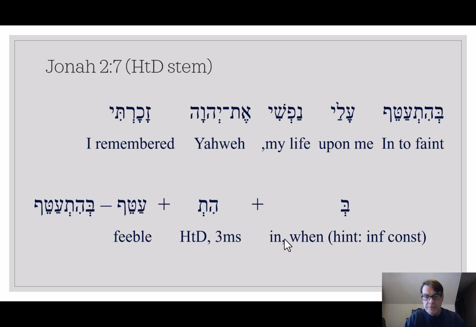It's a bad translation. So the ba is the preposition in, and it hints that this is an infinitive construct, like I said, because you just don't put prepositions on verbs. The hit tells you it's the HtD stem. We've seen several stems. In fact, in the next video, I think I'll systematize them for you. We've seen that the nifal stem makes it passive. The Hiphil stem makes it causative. I think we may have seen the doubling stem. We'll talk about that in the next video. But this is the Hithpael, which is generally reflexive. However, the word ataf means to be feeble. And so to feeble myself, to faint, doesn't work very well.